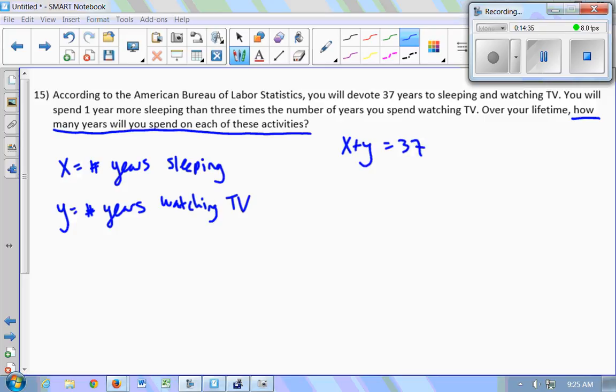And you're going to spend 1 year more sleeping than 3 times the number of years you spend watching TV. So if you take the number of years you spend watching TV and you triple it, that's what 3 times means. So that's 3y, right? 1 year more sleeping, plus one. 1 more year.